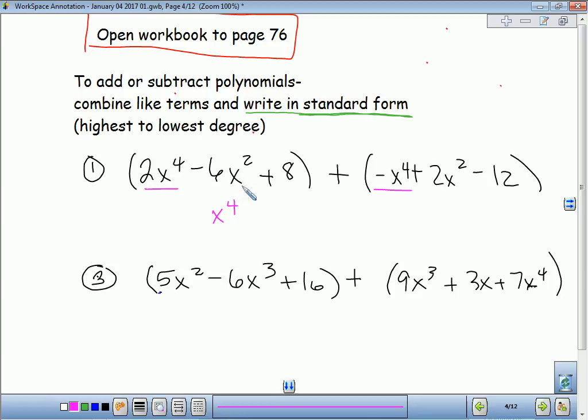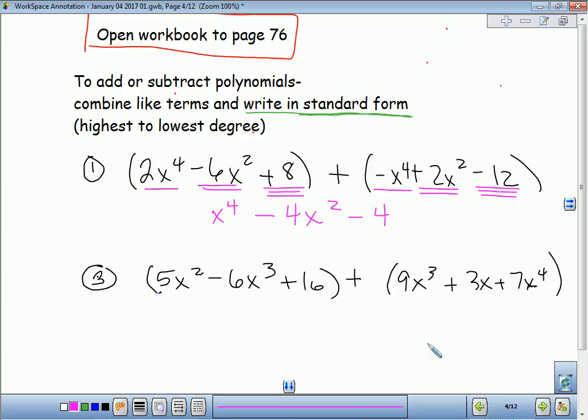Okay? And then we look for other like terms. Negative 6x squared, positive 2x squared. What does that give me? Negative 4x squared. And then I look for more. Positive 8, negative 12 is minus 4. Now, this result is in standard form, and by standard form, I always go from highest degree to lowest degree. And that is the form in which we write our answers. We'll write them in standard form.